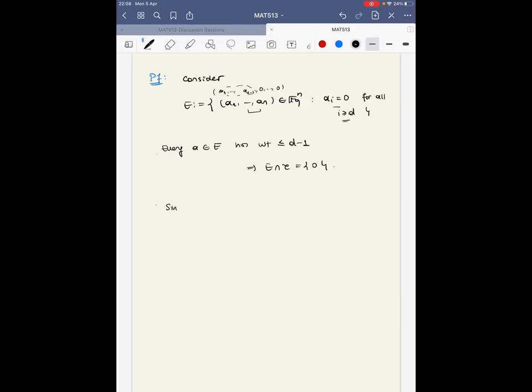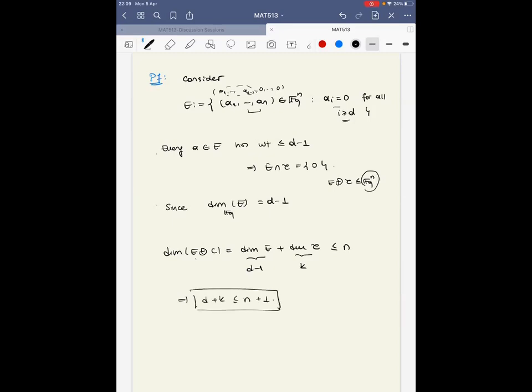And on the other hand, since it has vector space dimension over F_q of d minus 1, and since it has trivial intersection, the dimension of their direct sum will be the sum of the dimension of E and the dimension of C. Indeed, this is d minus 1 plus k, and since this sum is a subspace of F_q^n, this dimension is less than or equal to the dimension of F_q^n. And indeed, this shows us the desired inequality. And here, as I mentioned before, this bound is independent from q.